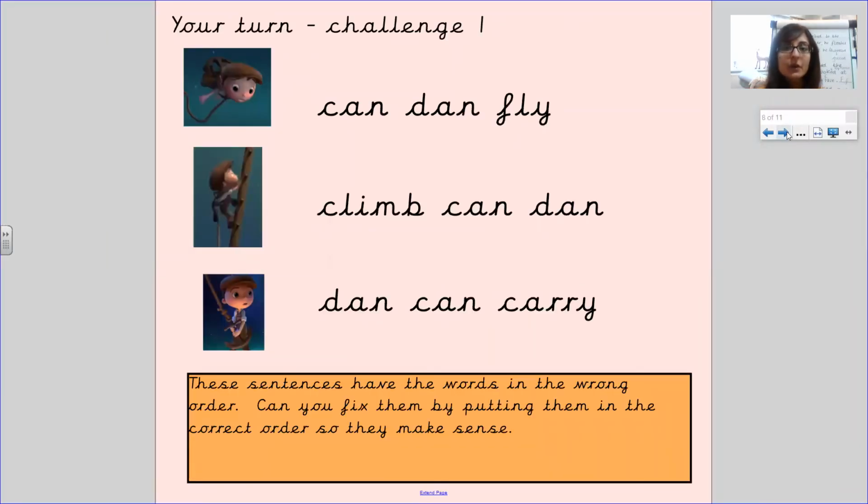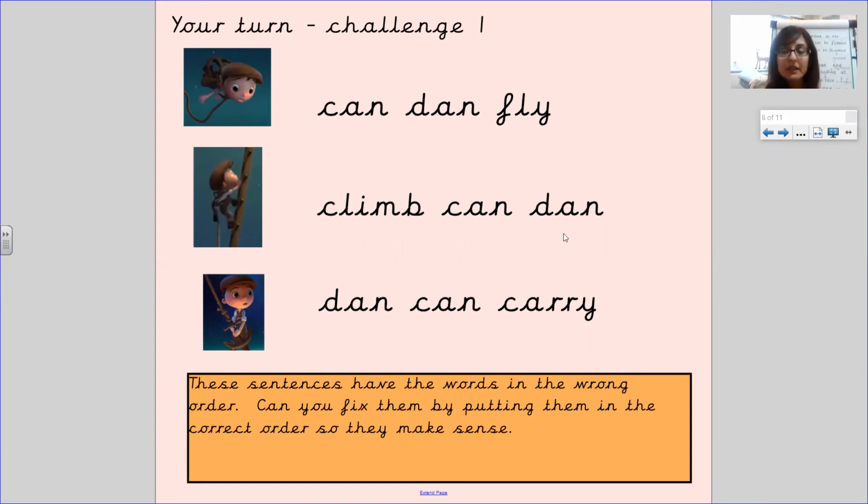Challenge 1. So today, I didn't ask Mrs. Gabella to write these sentences. I let her have a rest today. Now, these sentences are mixed up. So for example, you have this picture of Dan and he's flying and it says, can Dan fly? Right, we need to rearrange, that means swap the order of the words. So it says, Dan can fly. And you need to make sure you put your capital letter and your full stop at the end. What's Dan doing here? He's climbing. So Dan can climb.